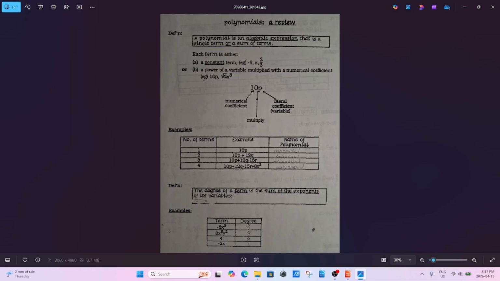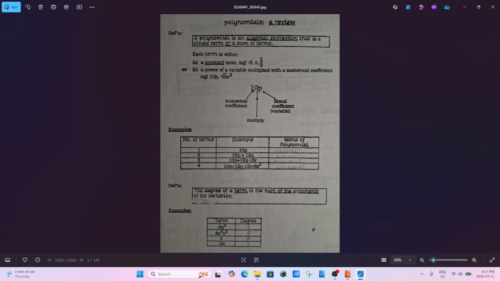Polynomials, a review. A polynomial is an algebraic expression that is a single term or sum of terms. Each term is either a constant term, for example, -5, pi, 2/3, or a power of a variable multiplied with a numerical coefficient. So 10 times p, square root of 2 times x to the 3. So for example, in 10p, the numerical coefficient is going to be 10, and the space is just multiplying, and then p is the literal coefficient, which is the variable.